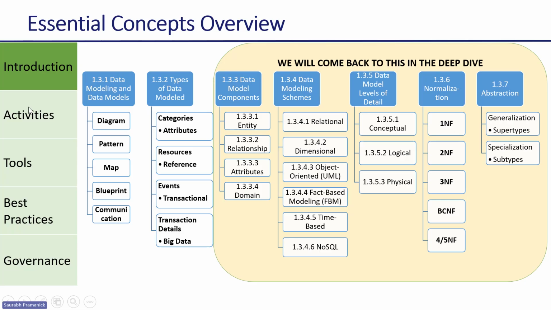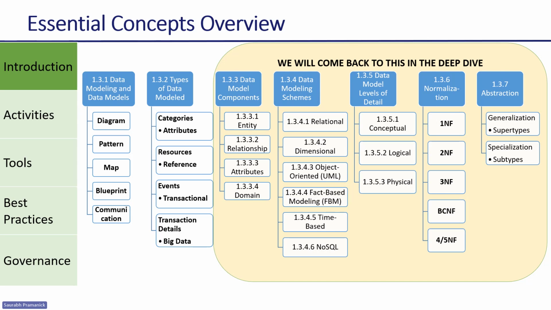Now, once you identify this, the next thing that you can see is the different types of data modeling styles that you have. The six common data model schemes include the relational model, the dimensional model, the object-oriented model, the fact-based model, the time-based model, and the NoSQL-based model, right? Each of these models has a specific significance and a specific difference between them, and they are used for a specific reason.